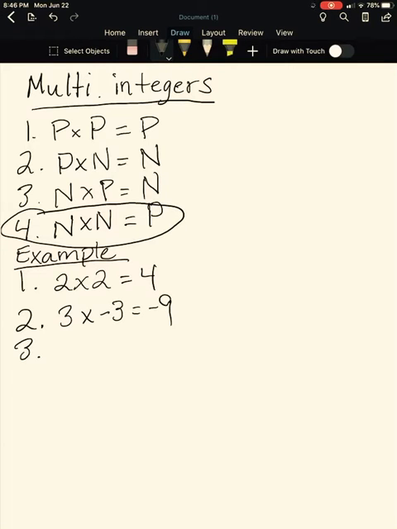Negative 4 times 4 is negative 16. And then for rule 4, we can do negative 5 times negative 5, which gives me positive 25. So those are the rules for multiplication with integers.